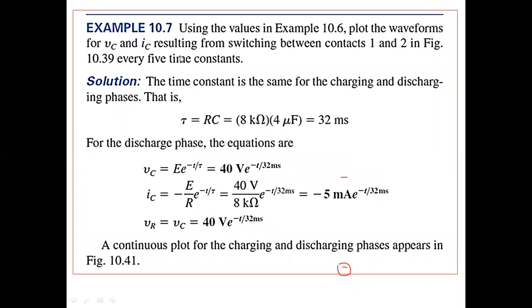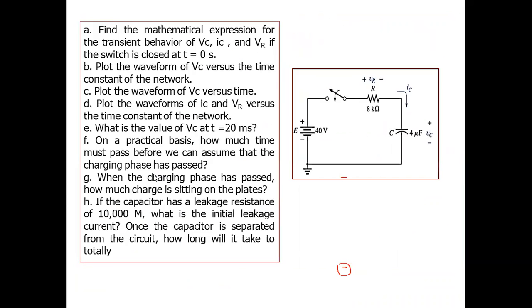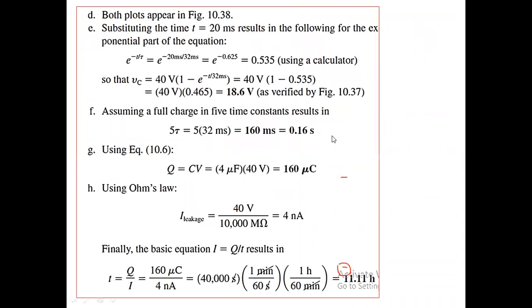Okay. A simple example for the discharge phase: using the example in 10.6, plot the waveform for VC and IC resulting from switching between contacts 1 and 2 in figure 10.39. Tau is the same, 32. Now we have to use that same circuit, but now for position number 2.